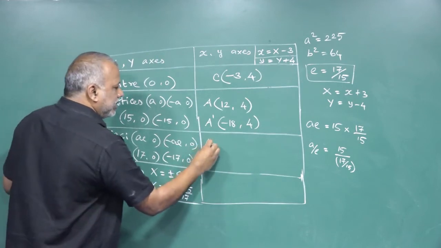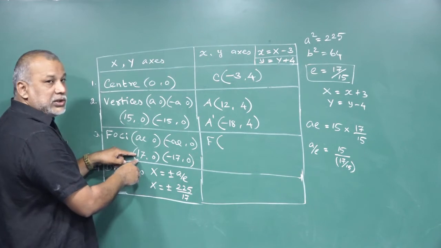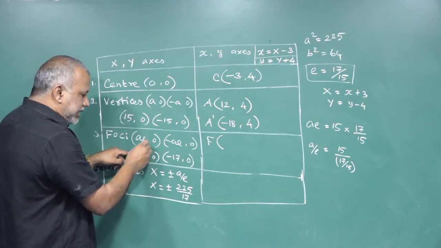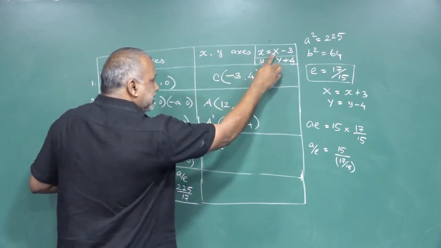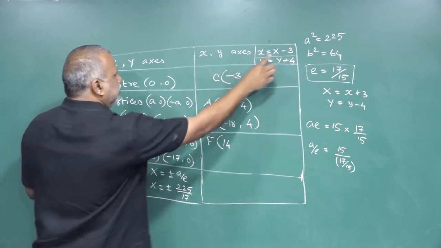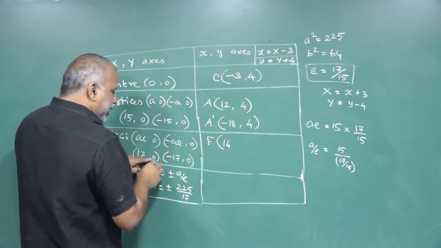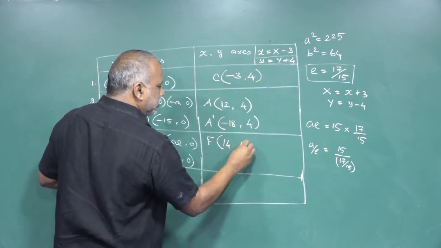Then 4k. F. What is the value of F? 17, 0. 17 belongs to capital X. You can mark like this, capital X, capital Y. So here capital X is 17. 17 minus 3 we can get 14. Here this belongs to capital Y, 0 again add with 4.